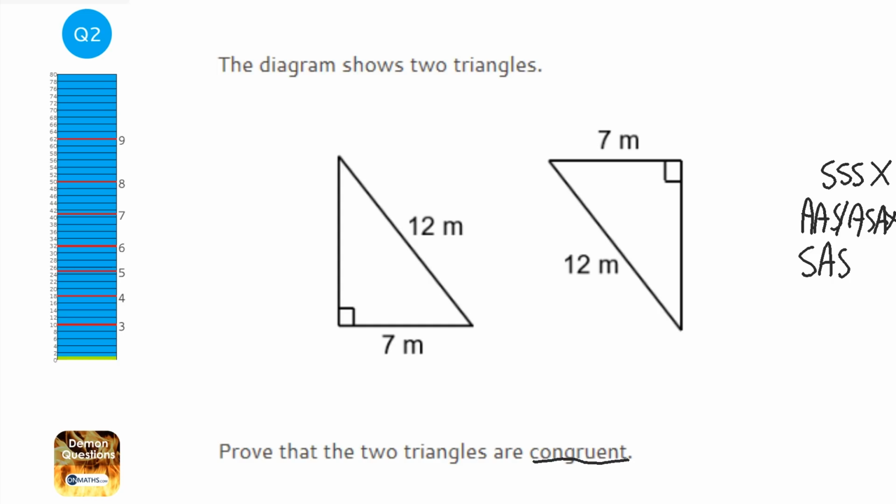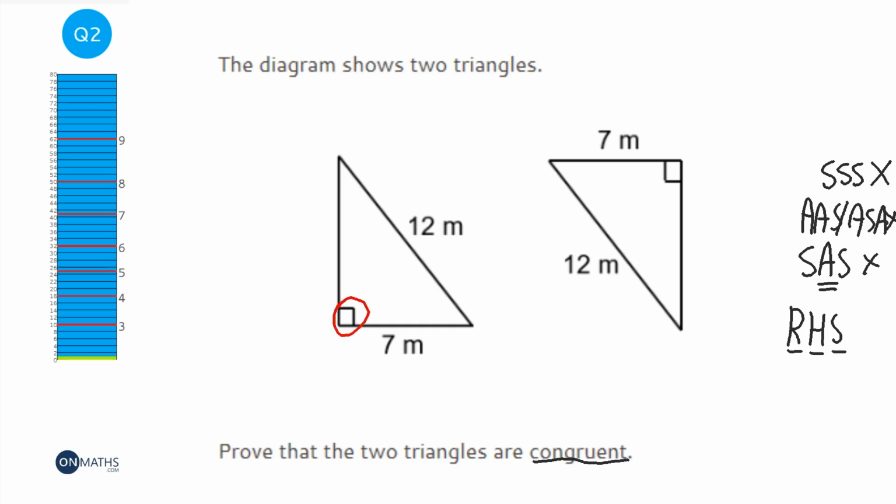Well, we have a side, and an angle, and another side, but the problem is the angle needs to be between the sides, and here the 90 degrees isn't between those two sides, so it's not going to be that one. The last one is RHS, right angle, hypotenuse, side. So let's have a look and see if we've got that one.